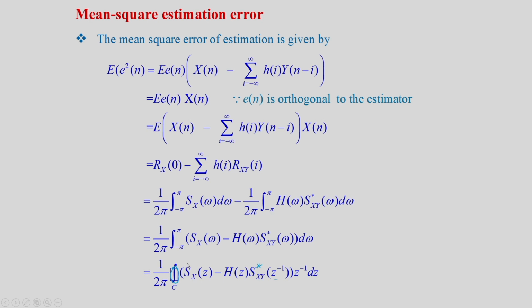And similarly, if we use a closed contour other than the unit circle, then we can write E of e square n in terms of the Z transform like this. So, this is the expression for mean square error.